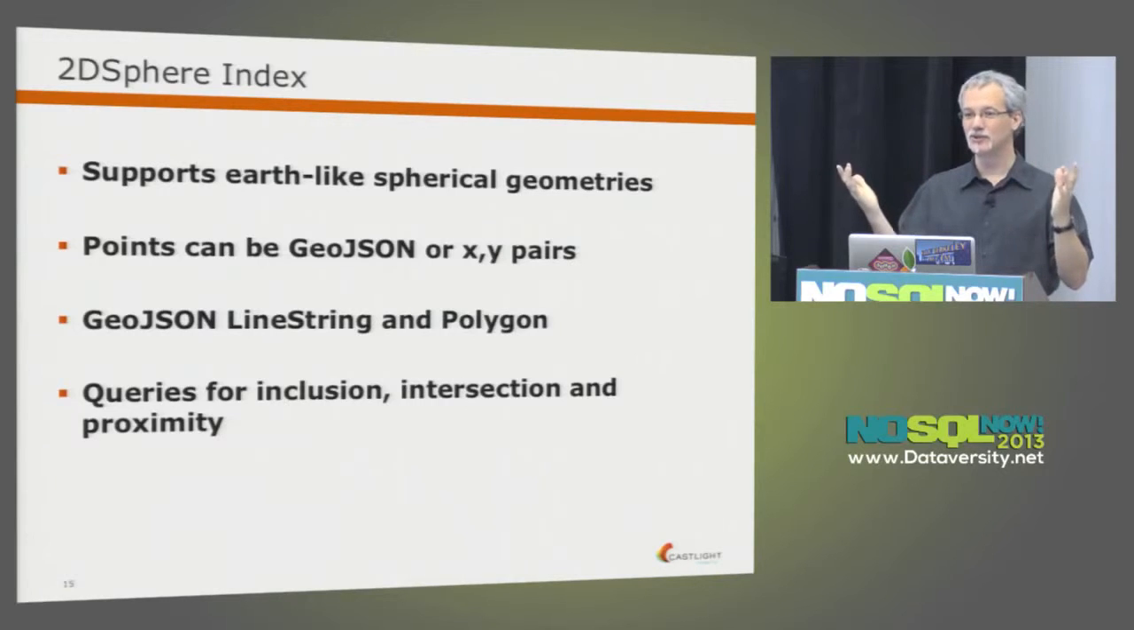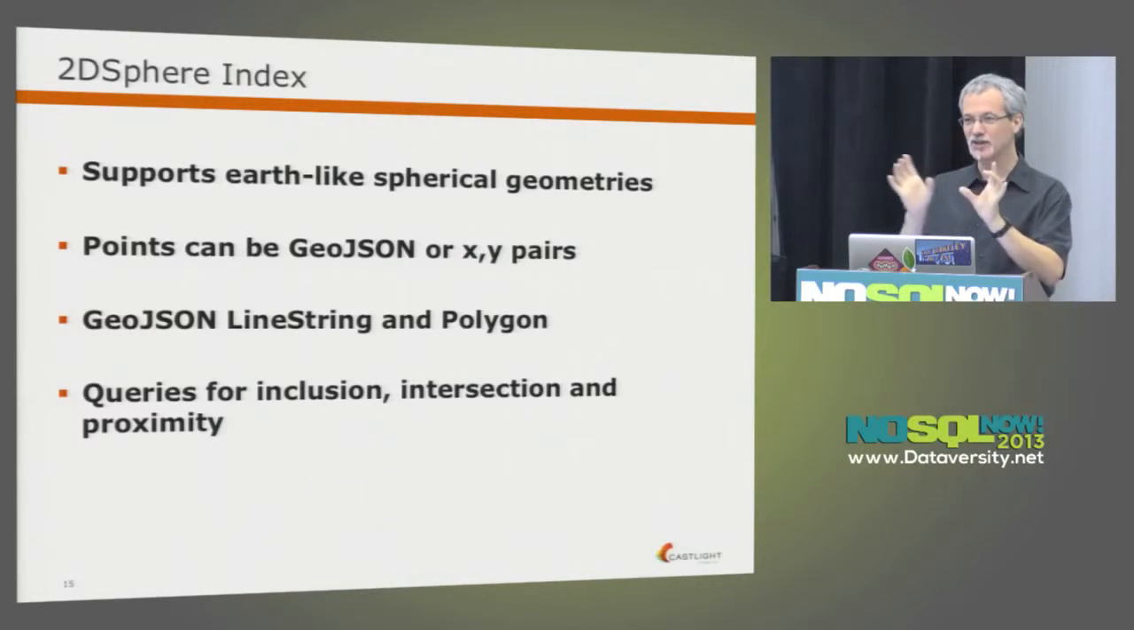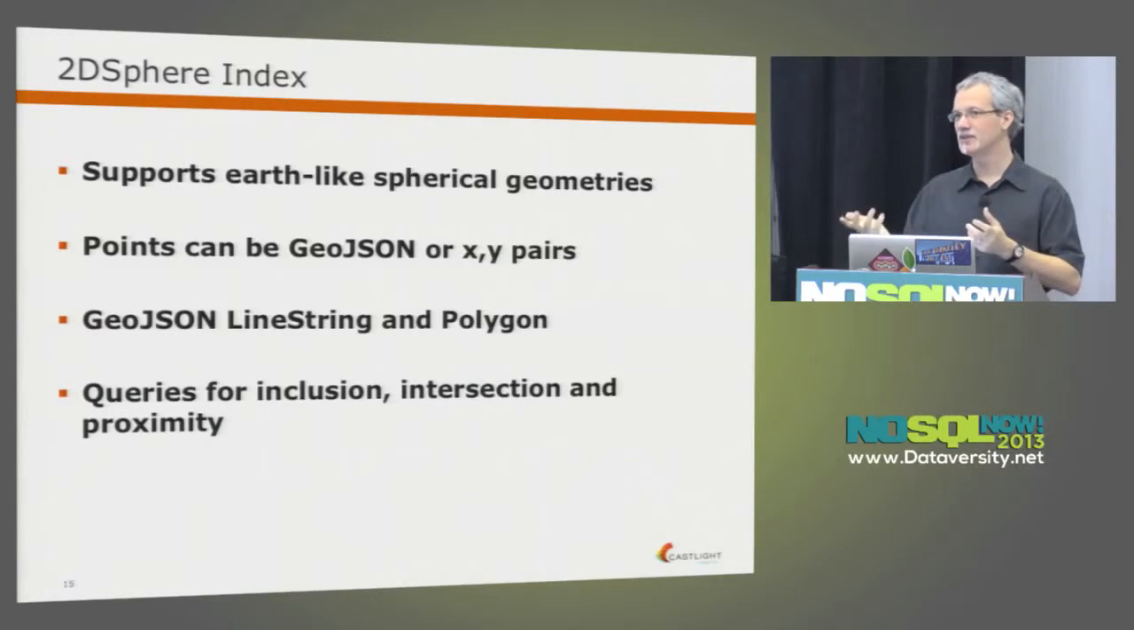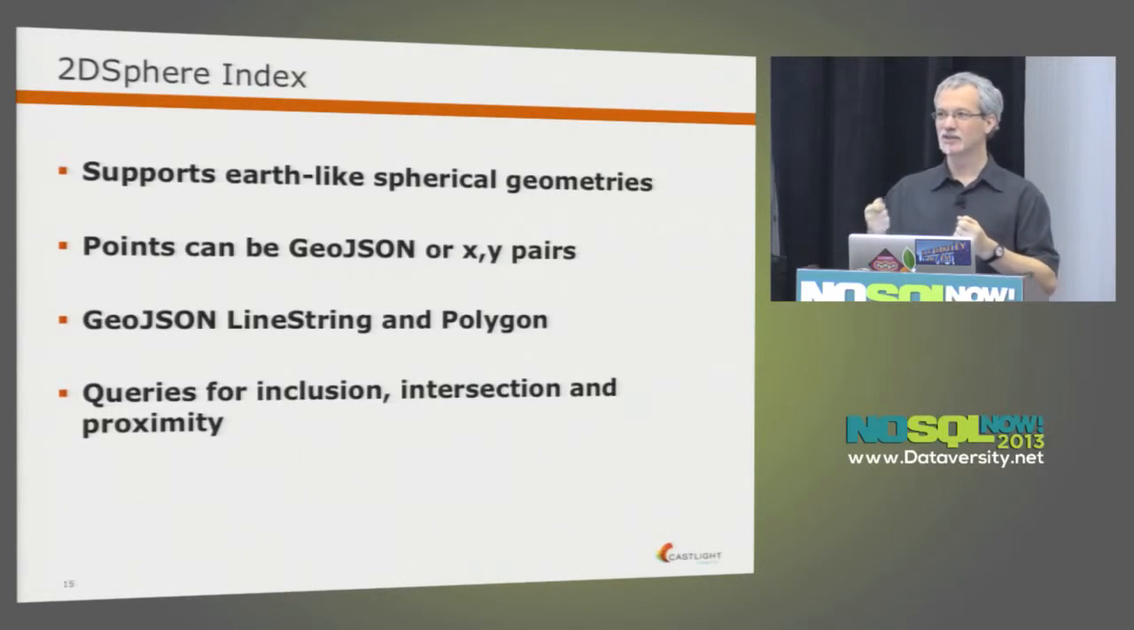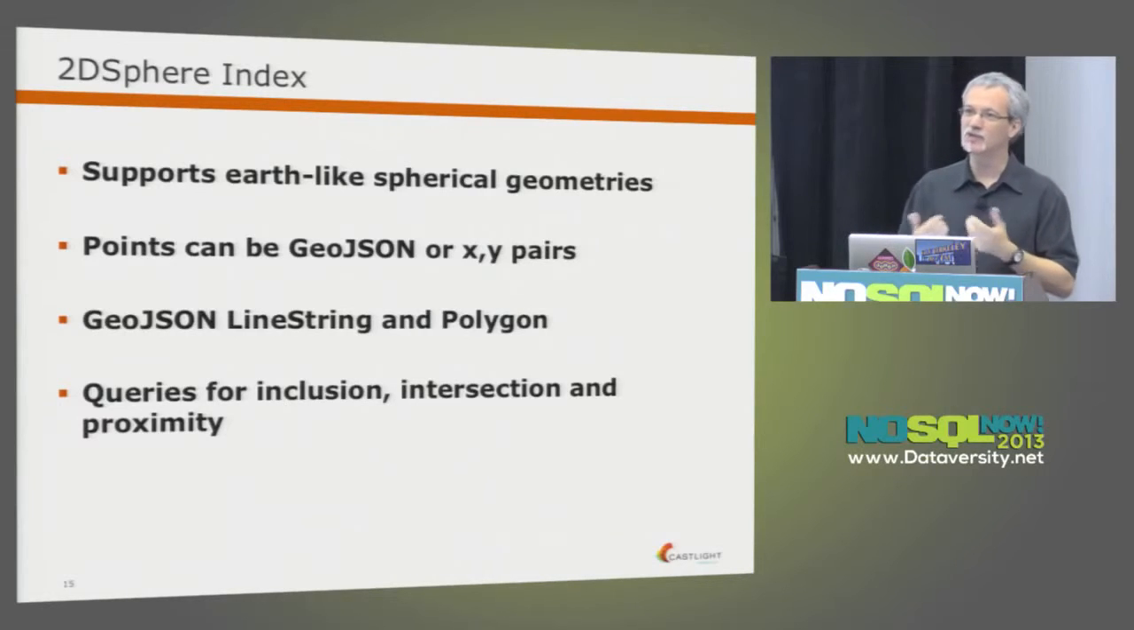The other thing with the Haystack index is that the only thing you could do was essentially inclusion in a flat circle. With the 2dsphere, besides inclusion, there's inclusion inside of a polygon or different shapes, which can be quite nice, as well as intersection. Give me all the documents that intersect these two shapes, or in proximity to a point. Give me the top 100 documents that are close to this particular point. So much more flexible.